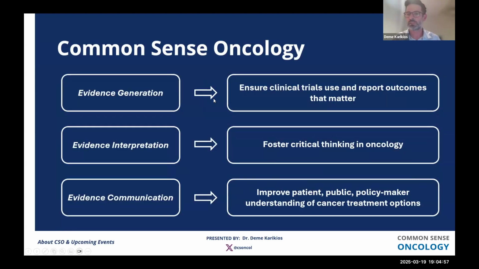So we have three pillars in Common Sense Oncology. The first one's evidence generation, so really ensuring clinical trials are designed well and report outcomes that matter to patients, really having their views and what matters to them at the forefront of our clinical trial design. Evidence interpretation is also very important. So how we, as clinicians who are helping patients make decisions, interpret the evidence, fostering that real critical thinking in the evidence we review. And lastly, and most importantly for tonight, because it falls into this pillar, is evidence communication. So really improving patient, public, and policymaker understanding of cancer treatment options. And part of that's discussing prognosis.